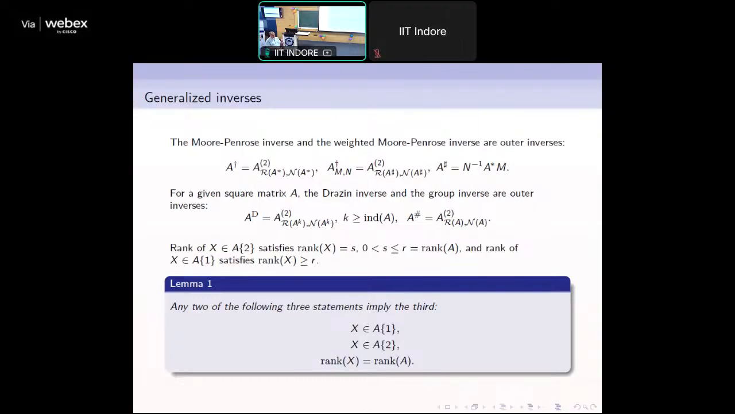What is useful to learn from here? If we have a result for outer inverses, we can obtain immediately a result for reflexive inner inverses if we consider rank equal to the rank of A.